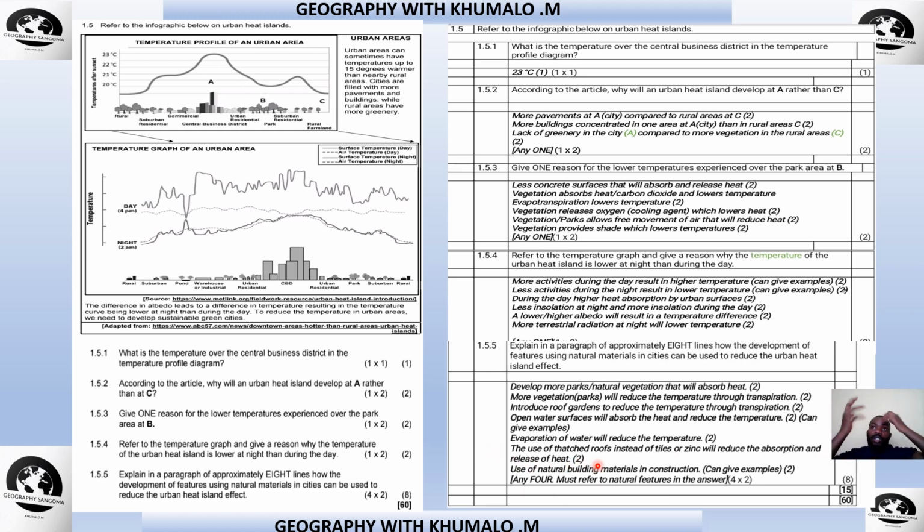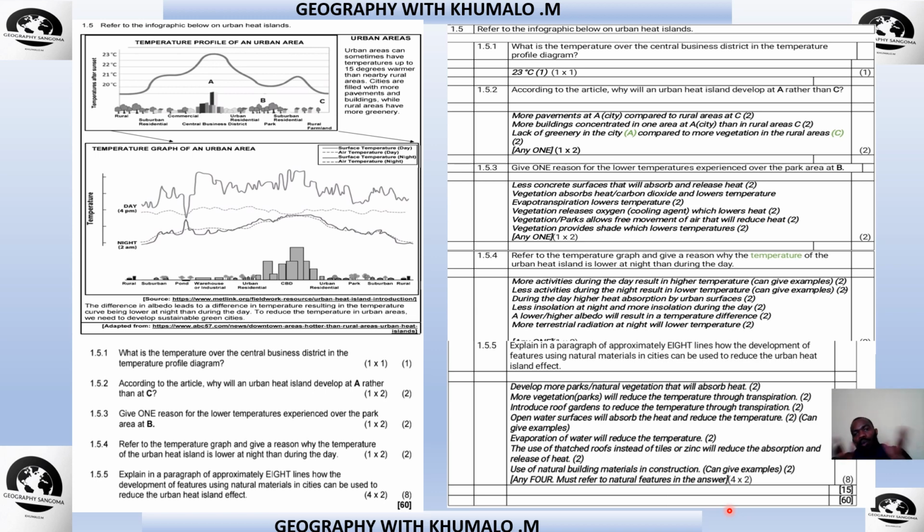So that we should stop using the tiles and the zinc. So rather use the thatched roofs. Use of natural building materials in construction. So when we construct, we rather use natural building materials.